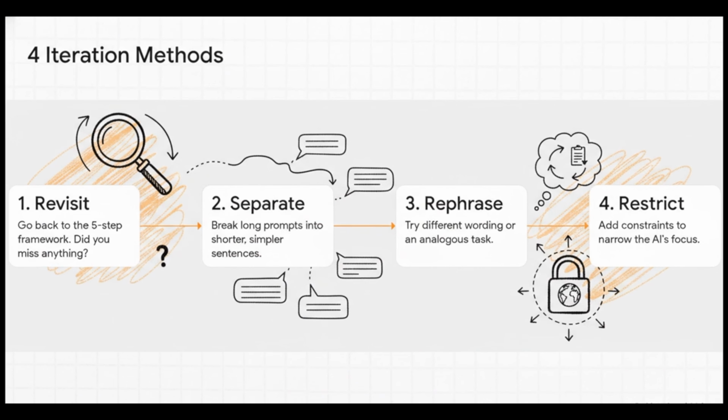So how do you iterate the right way? Well, Google lays out 4 really great methods. You can revisit the framework, maybe you forgot to add some key context. You can separate your prompt if it's long and complicated, break it down into smaller, simpler sentences. You don't want to confuse the AI. You can rephrase it, try different words, or even ask for something similar, like a story instead of a marketing plan. Or you can restrict the output by adding some rules, like only give me songs from the 90s.